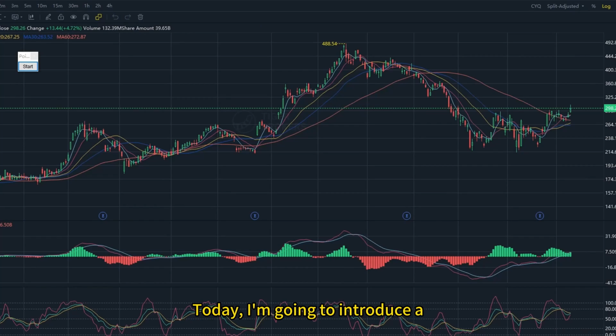Hello everyone, today I'm going to introduce a high probability trading system. In the market, a high probability trading system is what traders are eager to pursue. Today, we will focus on how to use the MACD and KDJ indicators to achieve a 90% or higher win rate trading strategy. This trading system combines the strengths of both indicators.